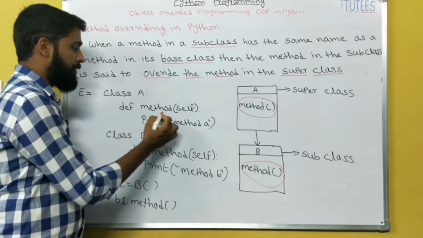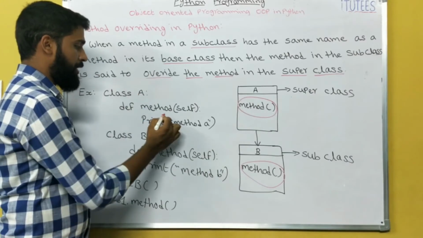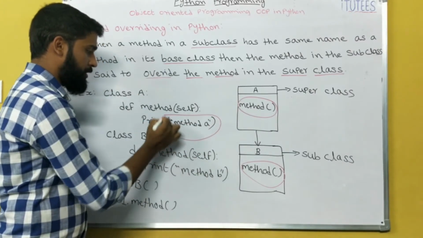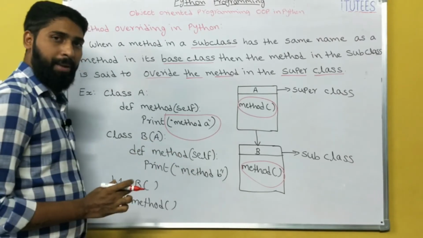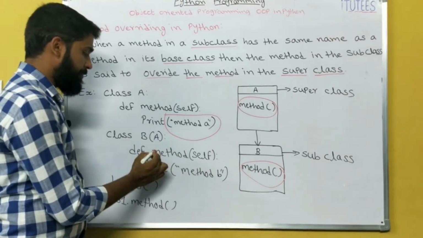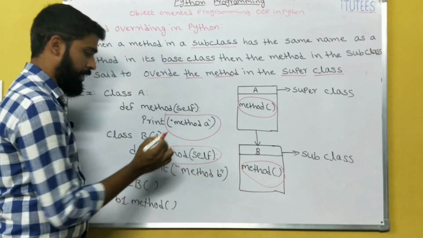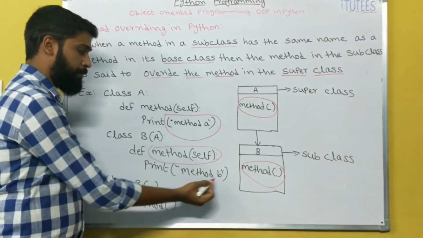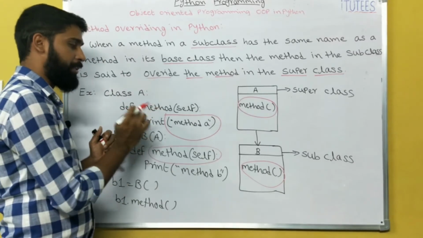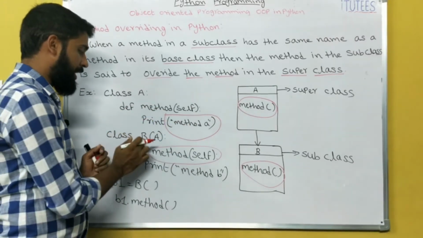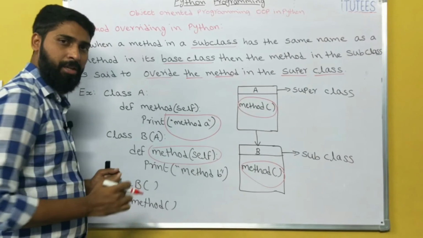So this is the method in class A. What is the code in that? Print method A. Likewise, there is a method in class B with the name method. So what is the output? Method B. That means the class A method prints method A, and the class B method prints method B.